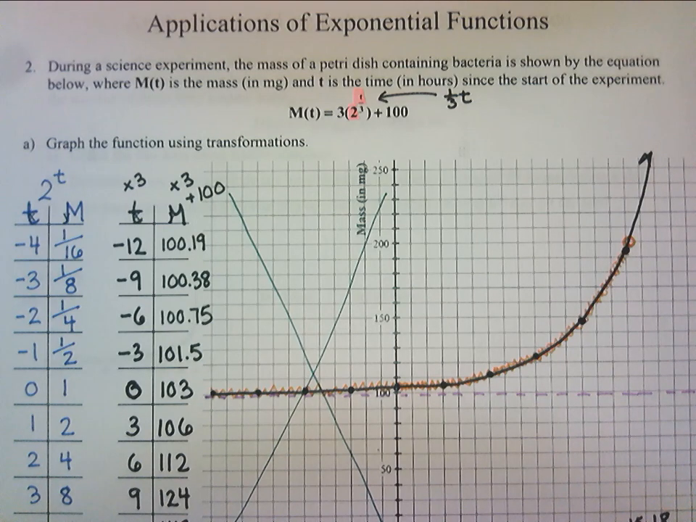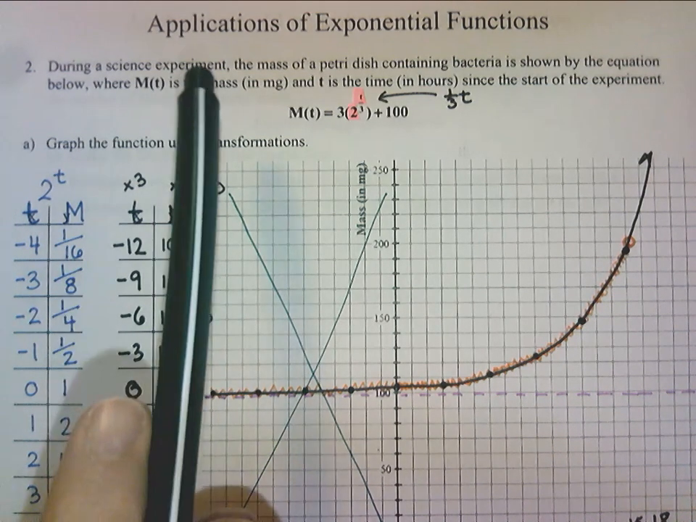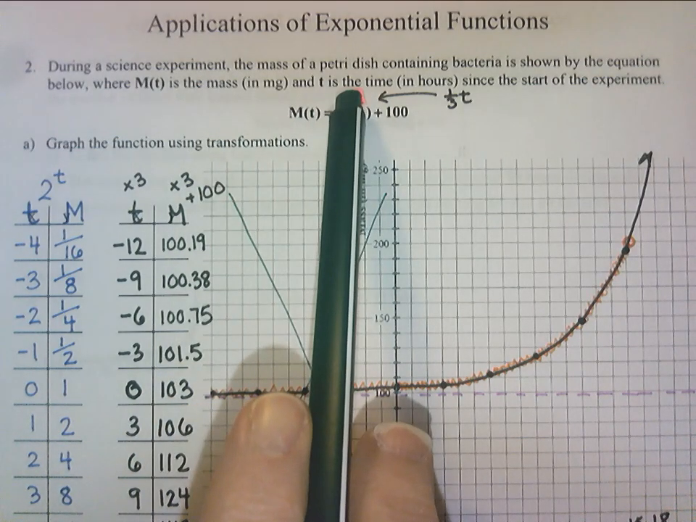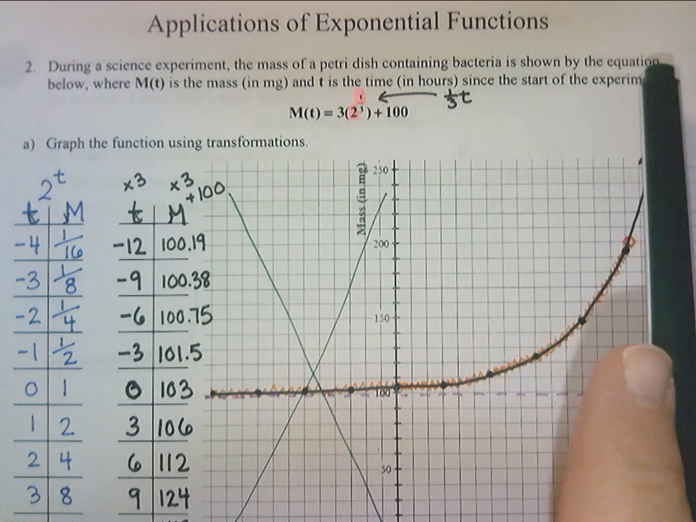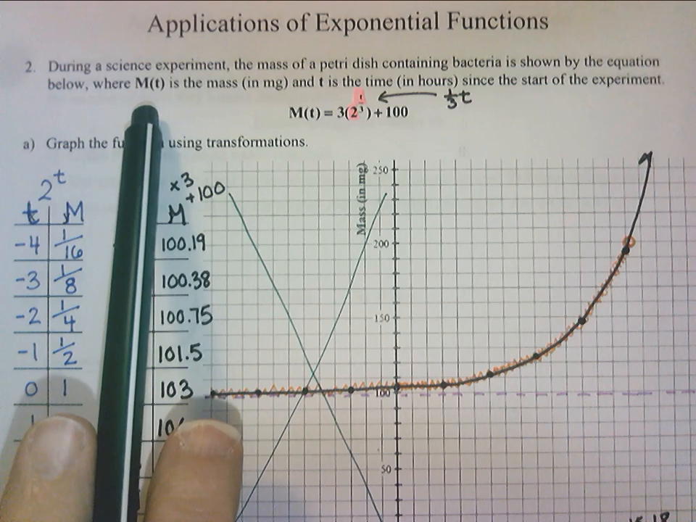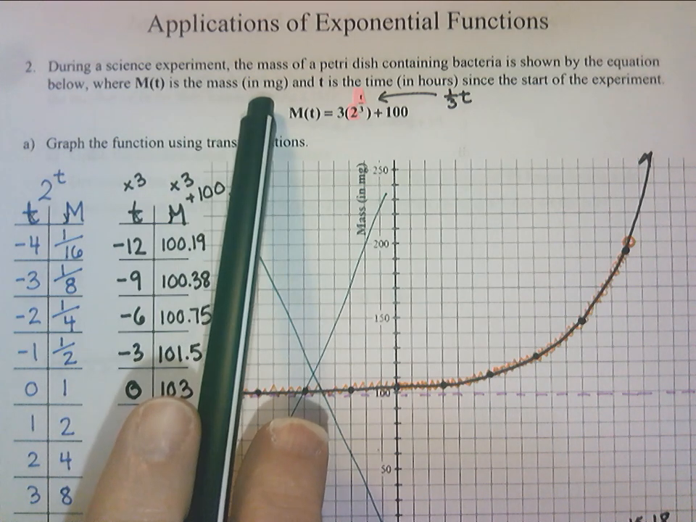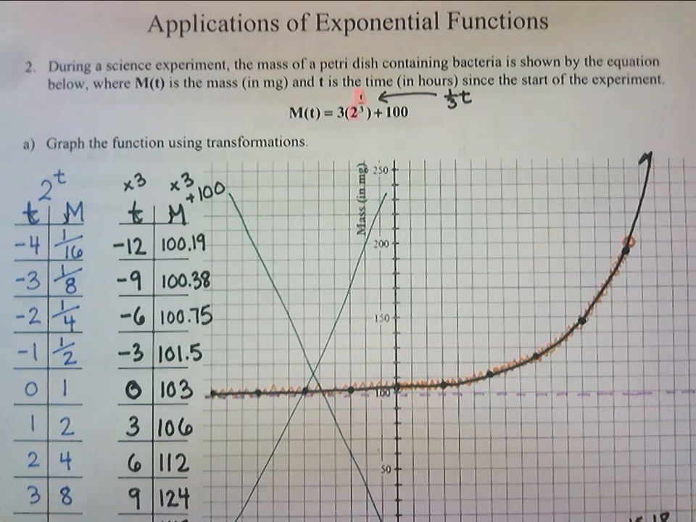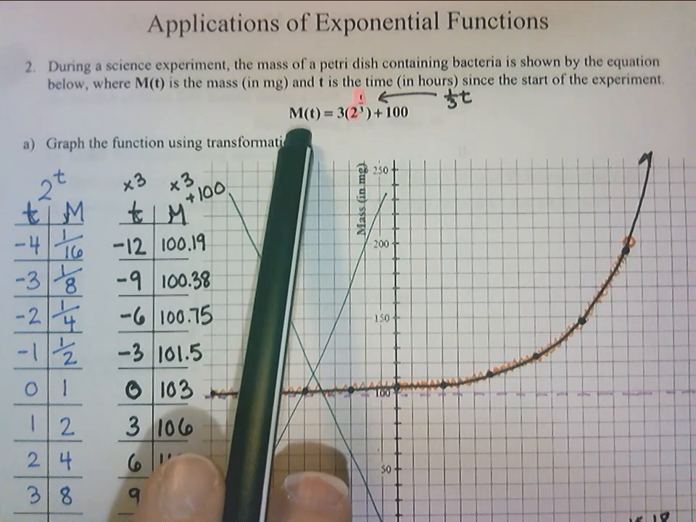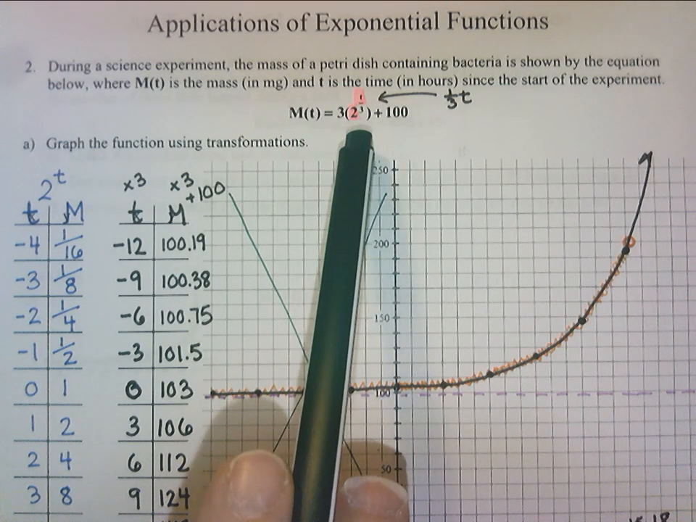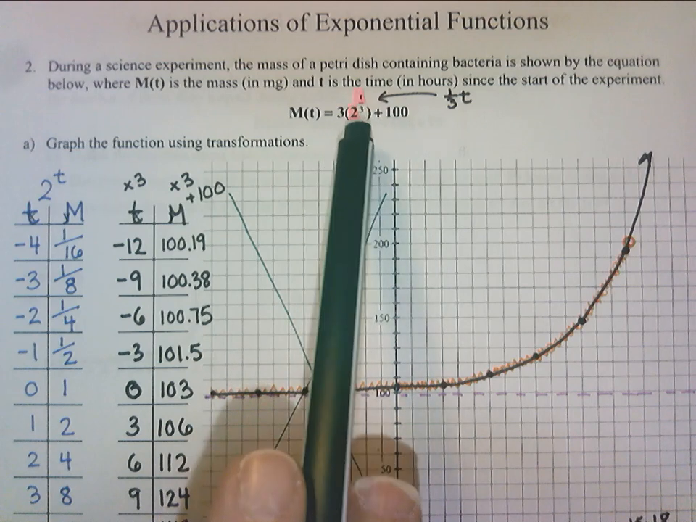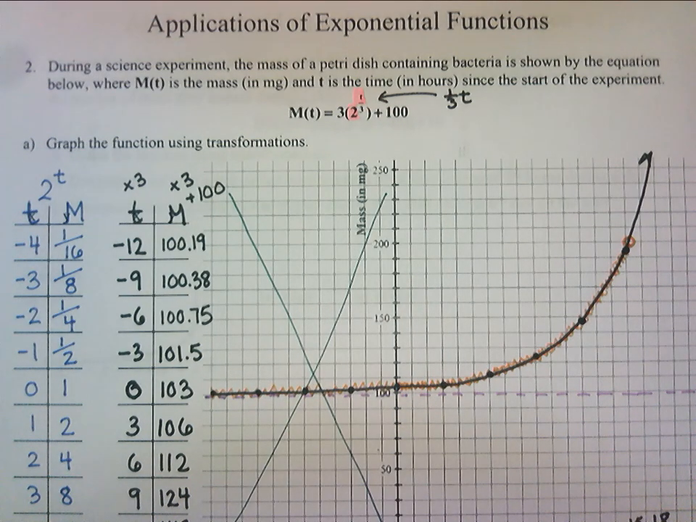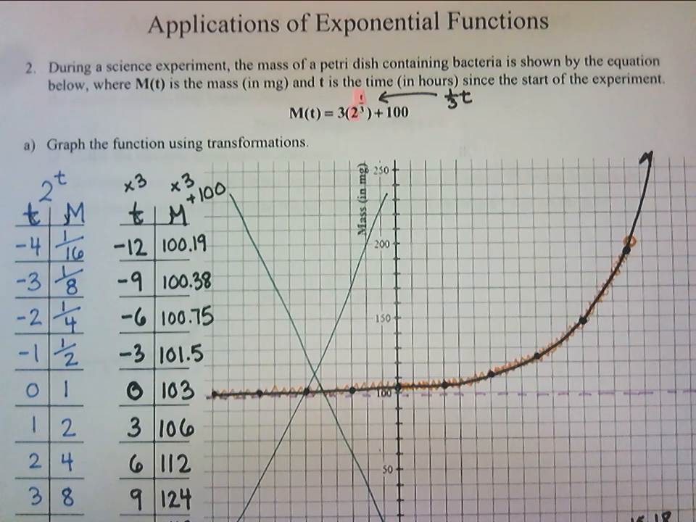So our question here says, during a science experiment, the mass of a petri dish containing bacteria is shown by the equation below, where m(t) is the mass in milligrams and t is the time in hours since the start of the experiment. So I have m(t) = 3 · 2^(t/3) + 100. And it asks us to graph the function using transformations.